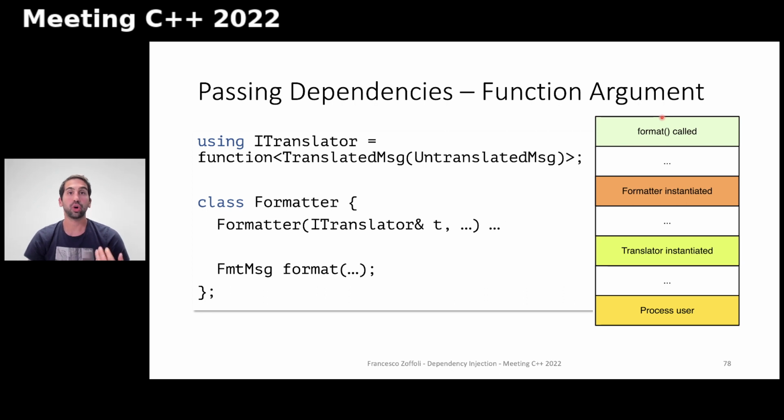So again, in this example, we saw how passing the dependency as part of the constructor or as part of the function can change the order. Sometimes the formatter was instantiated first, sometimes the translator was instantiated first, and that impacts the sharing that we can do. In this example, we are going to use a single formatter for a single user. We cannot share across users. But in the previous example, we could share the formatter across multiple users.